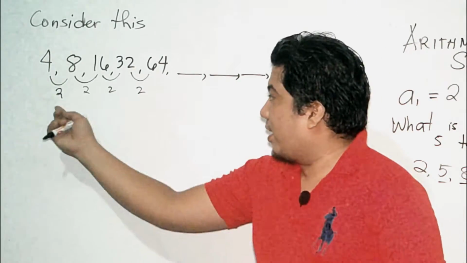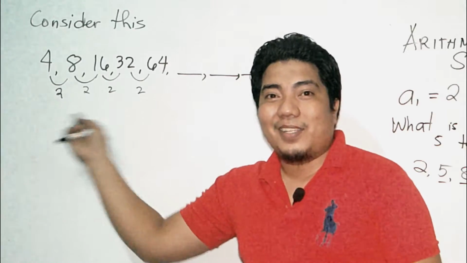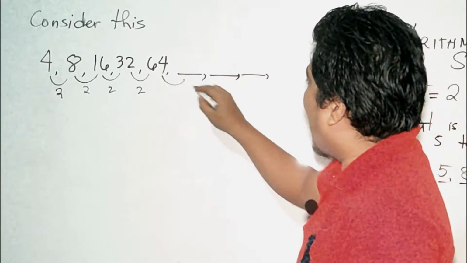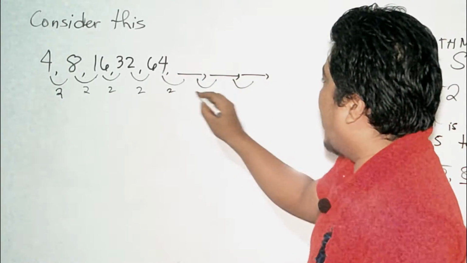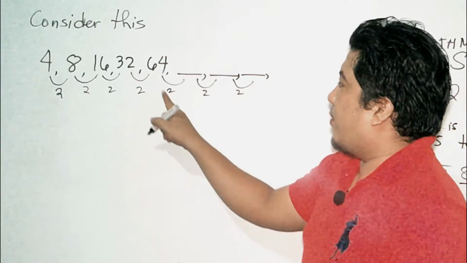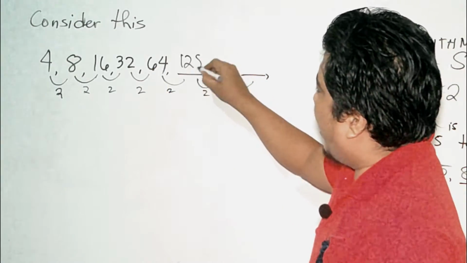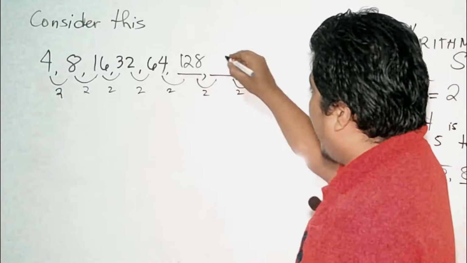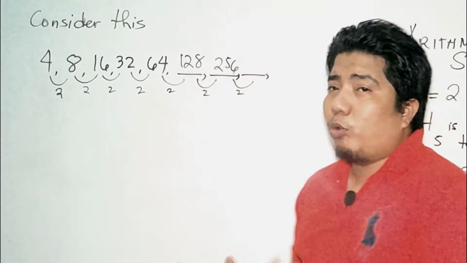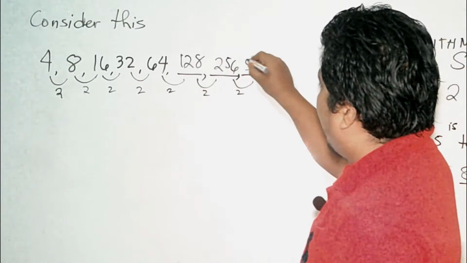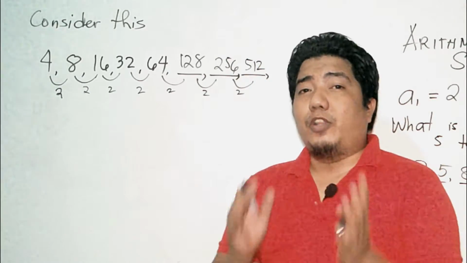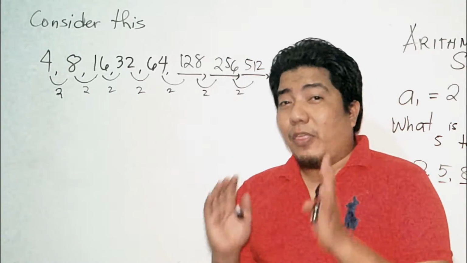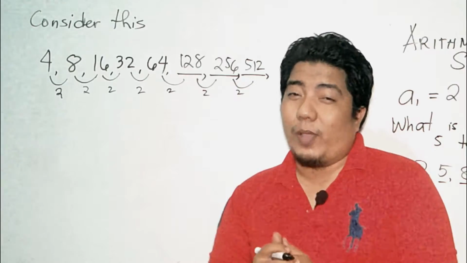As we can see here, this is the same, right? Okay, this is the same. So we can just apply our pattern by multiplying by 2. So 64 times 2 is 128. 128 times 2 is 256. And 256 times 2 is 512. Therefore, you have completed this given sequence.